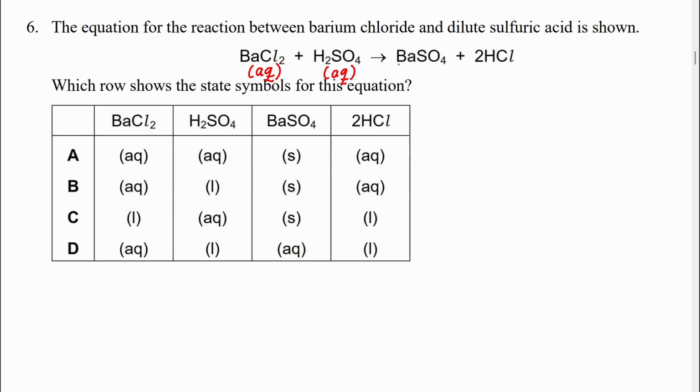And barium sulfate. Okay, I didn't mention this in my previous video. Let's assume you don't know the state for barium sulfate. Next, HCl. What is HCl? HCl is hydrochloric acid, still an acid, right? So all acid can dissolve in water. So this is also aqueous. So from here, barium chloride is aqueous, sulfuric acid is aqueous, and hydrochloric acid is aqueous.